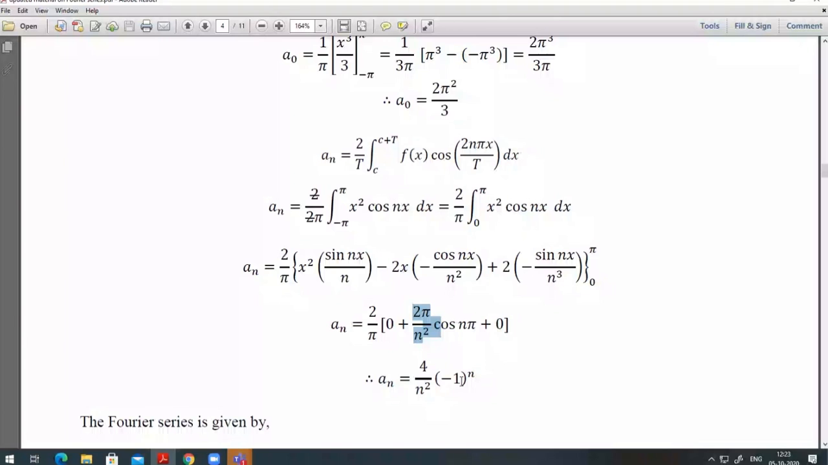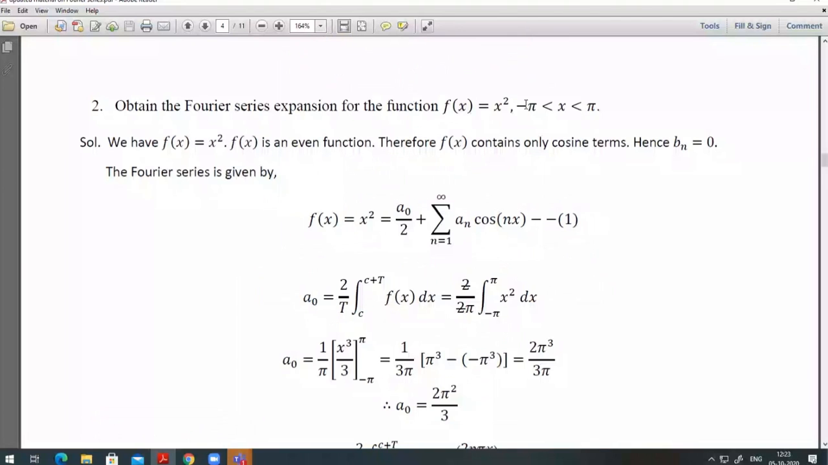Excuse me, sir. Yes sir. What is the value of T? T is 2 pi, the period. The difference in the interval is the period. If it is not given, you have to take the difference of this interval, upper limit pi minus of minus pi is 2 pi. Okay, sir. So that is the value of the period actually.